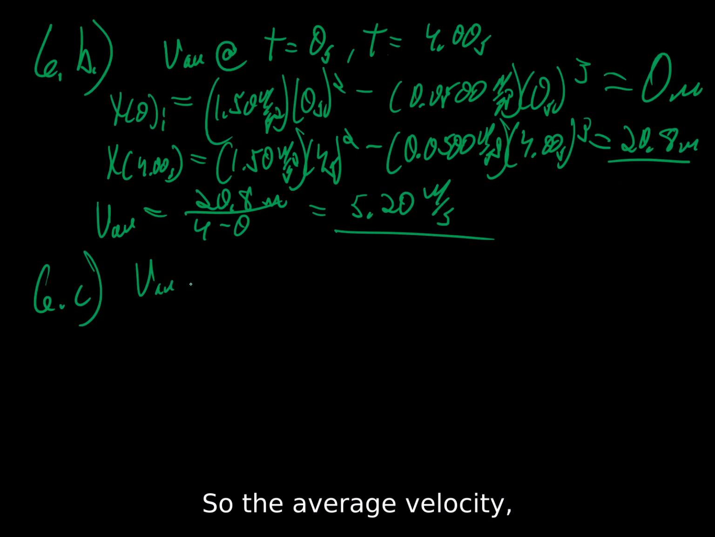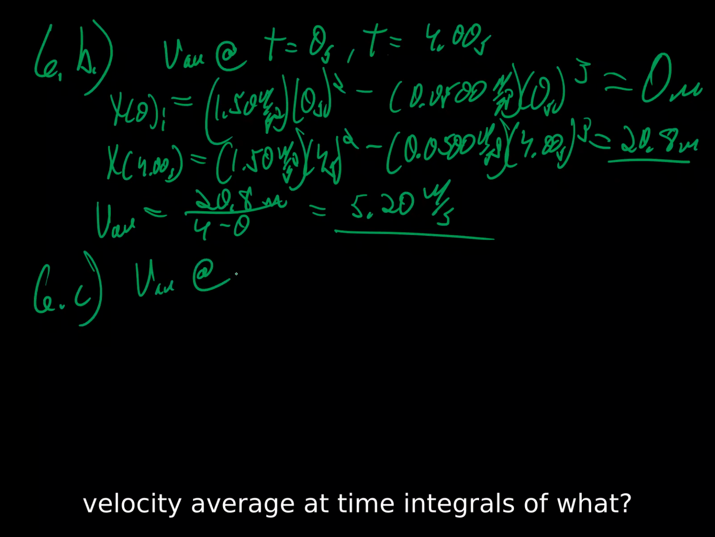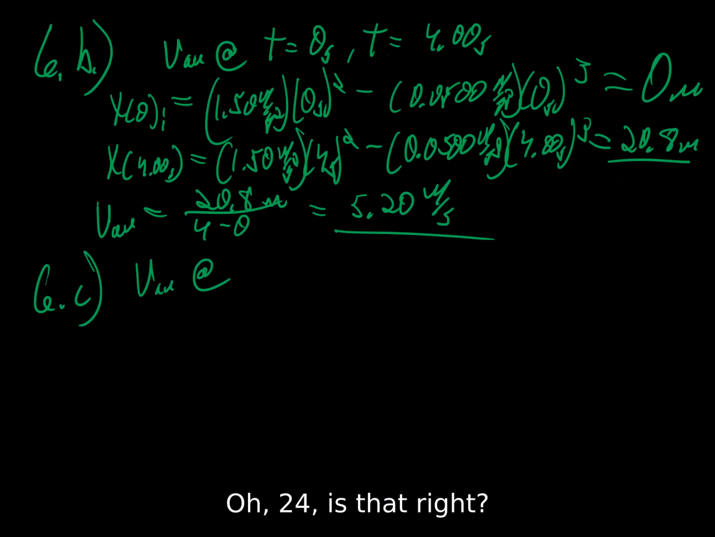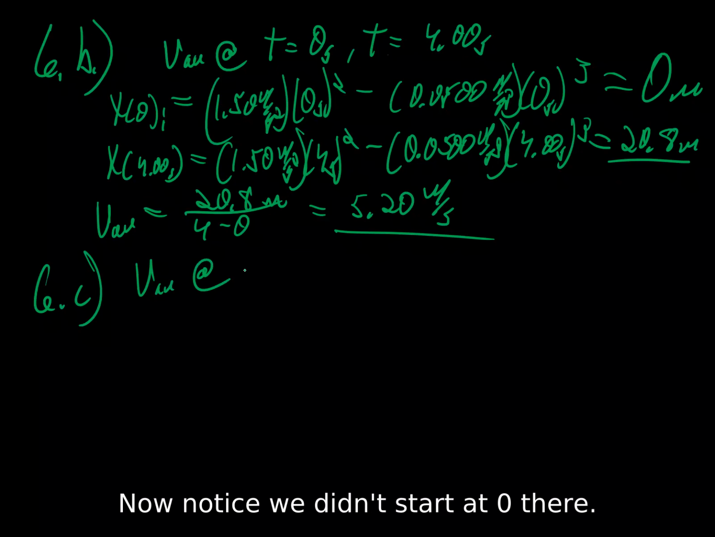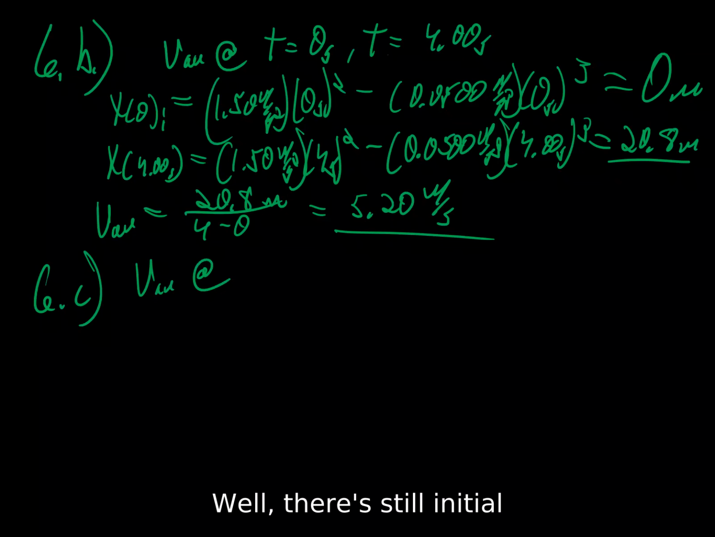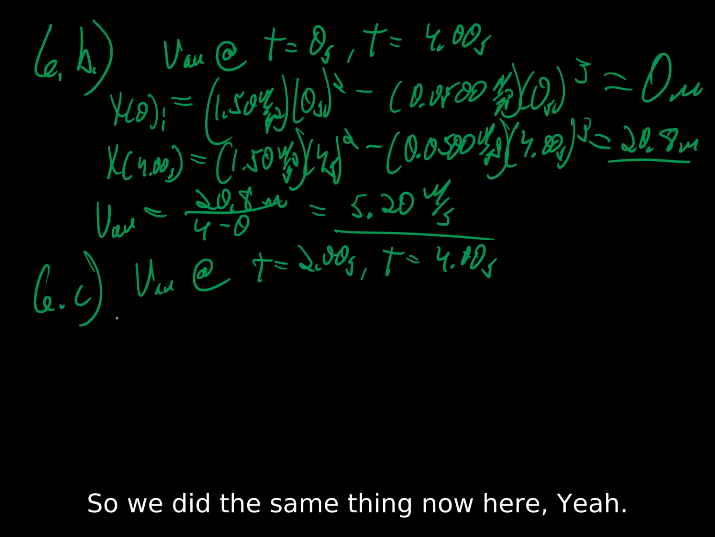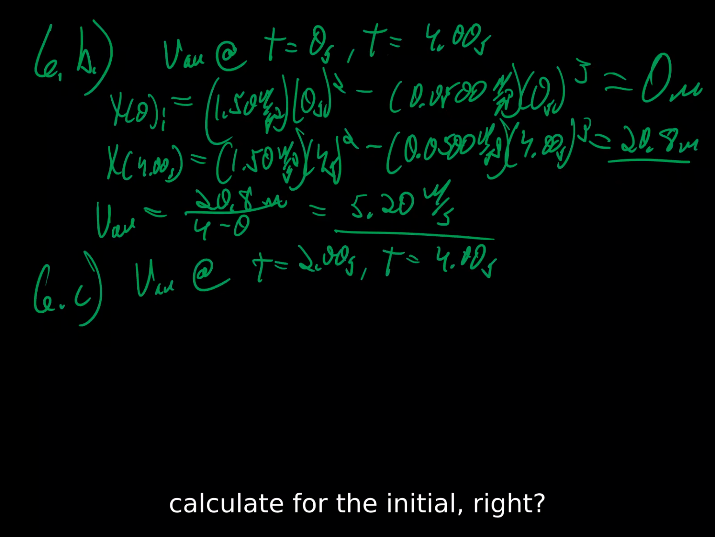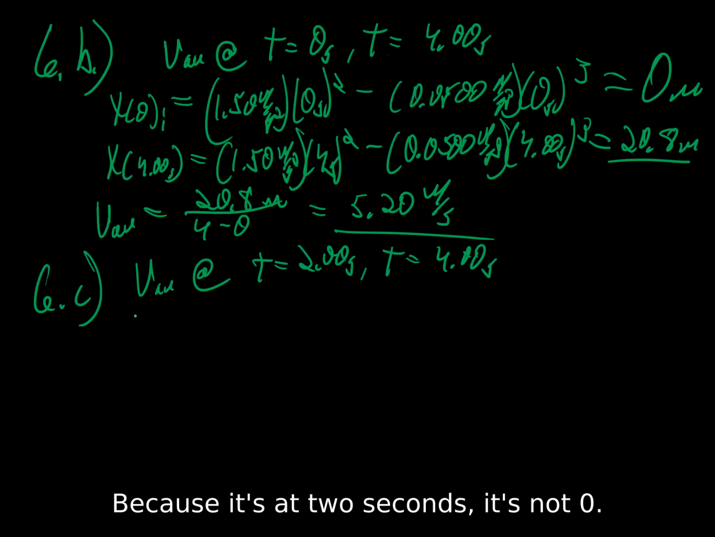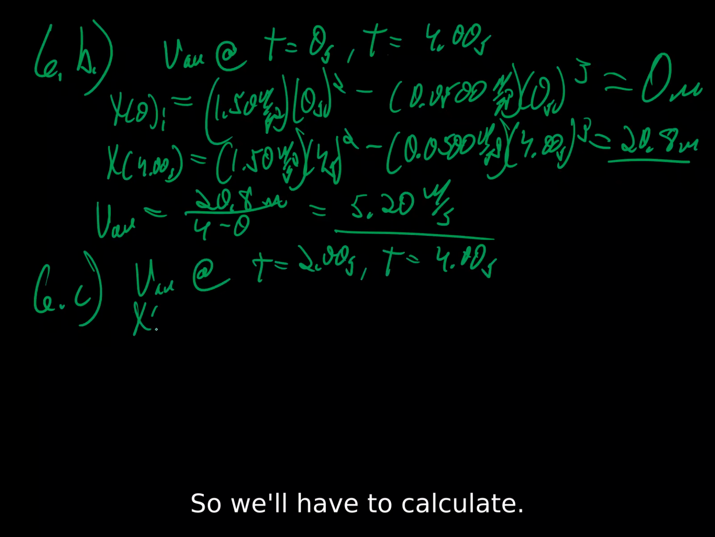So we have the average velocity at time intervals of what? 2 and 4, is that right? Yeah. Now notice we didn't start at 0 there. Well, it's still initial because that's where you start. So it's time 2.00 seconds to time 4.00 seconds. So we do the same thing. Now here, I'll have to plug in and calculate for the initial, right? Because it's at 2 seconds. It's not 0.